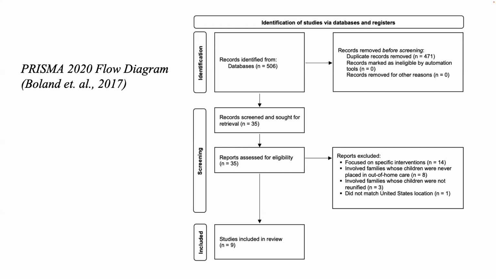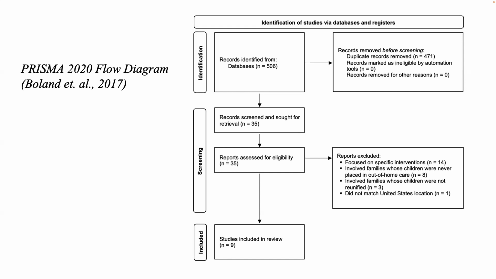So as you can see here in my Prisma diagram, I started with 506 potential publications. From there, I assessed titles and abstracts and removed some duplicate entries, which accounted for 471 publications. I also had planned to remove any records that would be marked ineligible by an automation tool, or if there were any other reasons why a record would need to be removed, but there were not any. So from there, I was left with 35 potential publications, which I used that screening and selection tool that we just discussed on the previous slide. So I was able to eliminate 26 publications using that screening and selection tool.